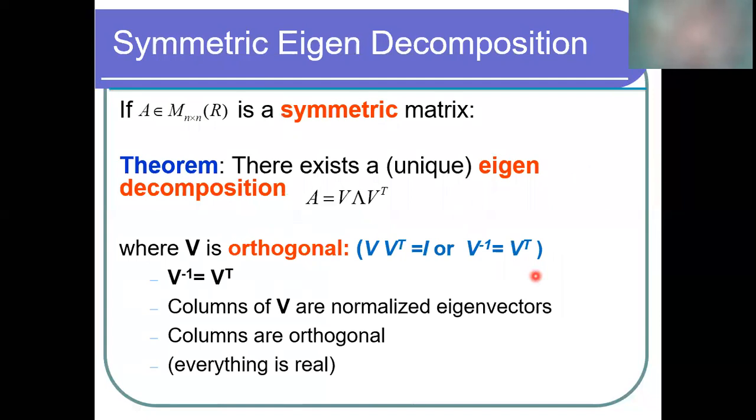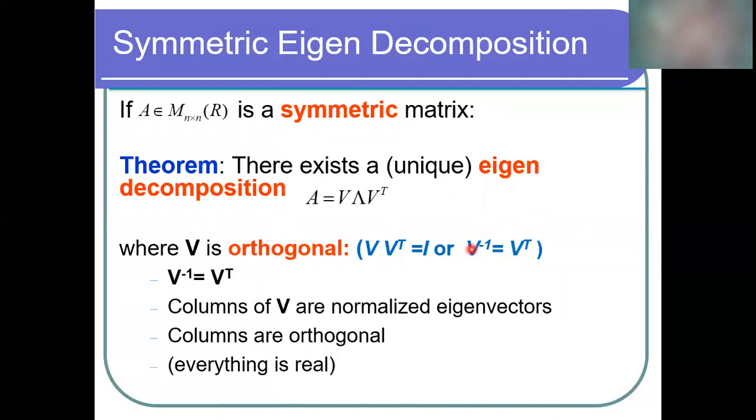So in a symmetrical decomposition problem, if I have a square matrix like this, then there exists a unique eigen decomposition: A is equal to V diagonal matrix into V transpose. In that case, dear student, there is no need to calculate the inverse as in our previous case. In case of eigen decomposition or diagonal decomposition, we have to calculate the inverse of V. But here we don't need the inverse of V because V is orthogonal.